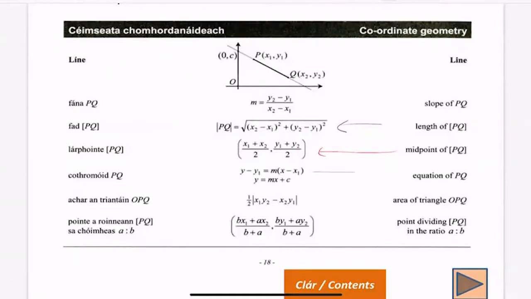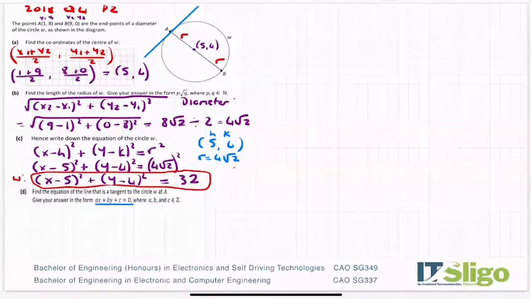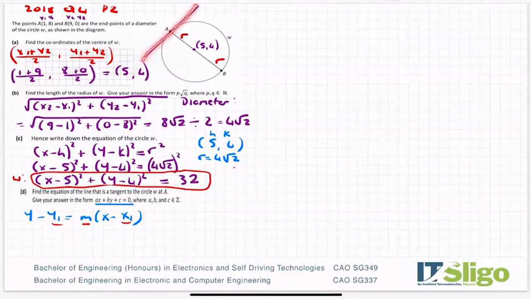From your coordinate geometry, the line knowledge, you know that to find any equation of a line, it's y − y1 = m(x − x1). So that's definitely what I'm going to use. To be able to use it, I need a slope and I need a point. Do we have a point on that tangent? We absolutely do. We have A. So A is the point (1, 8), and that's going to be our (x1, y1). Do we have the slope of that line?